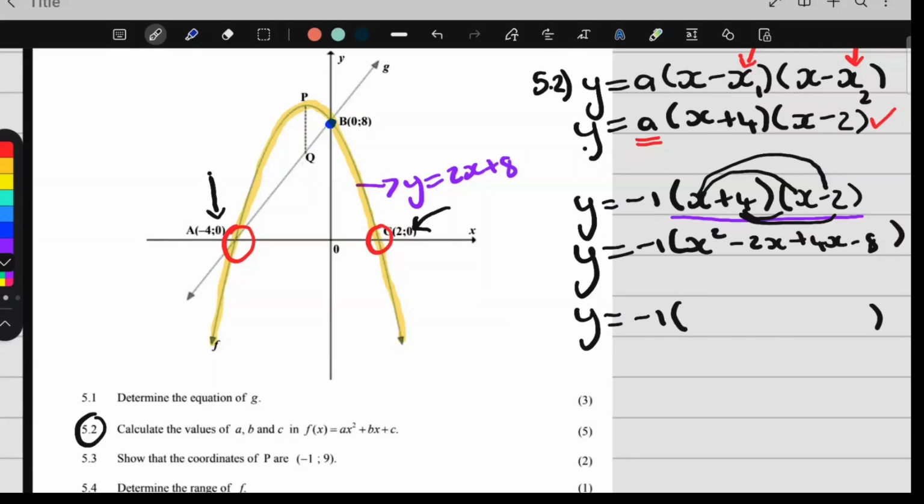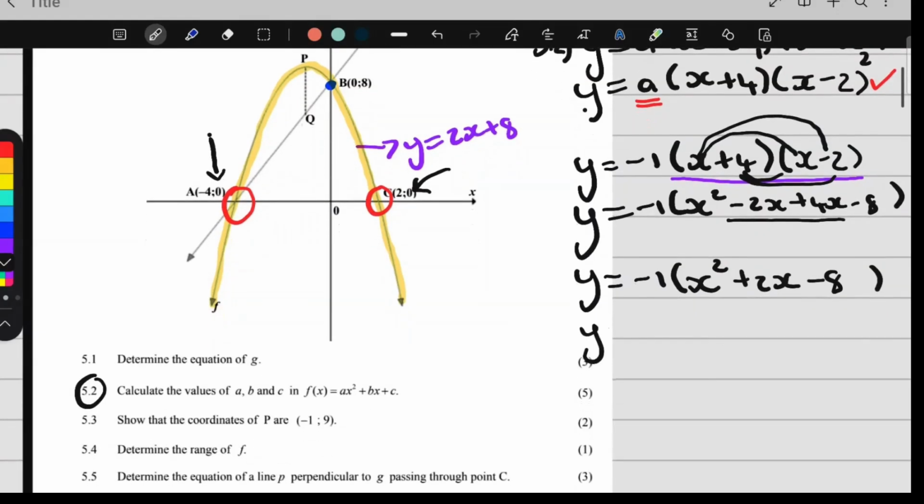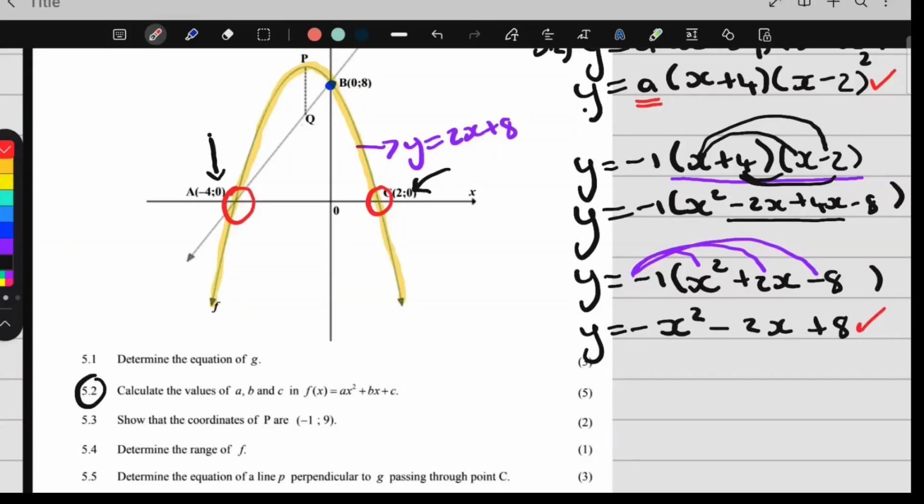Add the like terms first. So I'm going to add these two. So this is x squared, this is plus 2x, and that's minus 8. And only now I'm removing the brackets. So y is equal to, so I'm doing this, then that. So I get negative 1x squared minus 2x and plus 8. And there, according to the memo, you have your third mark.